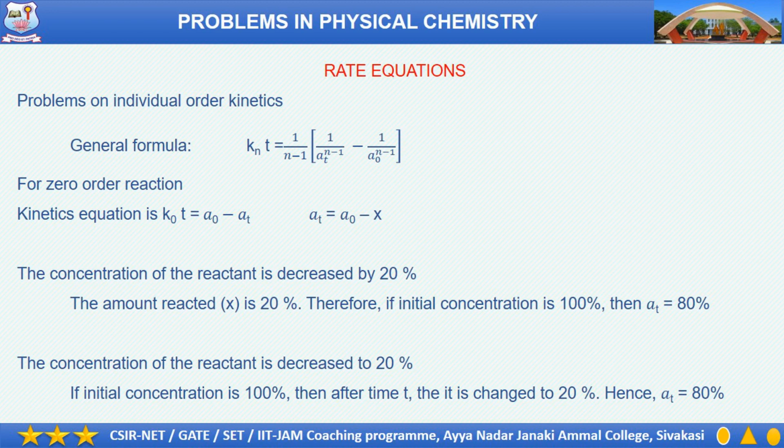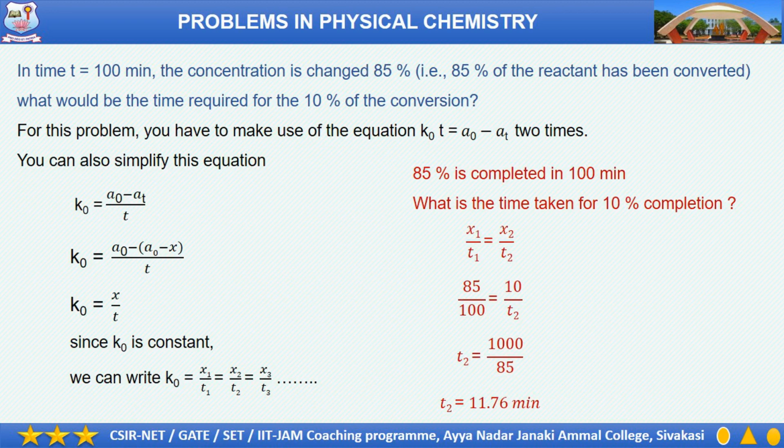Therefore, if you are asked to calculate this, you can apply this equation and work out any one of the variables. K0 may be asked, t should be given, A0 should be given, and At should be given. It's a direct substitution. There is another type of problem using the same equation, where two sets of data should be given.